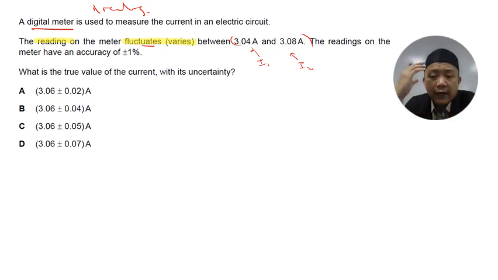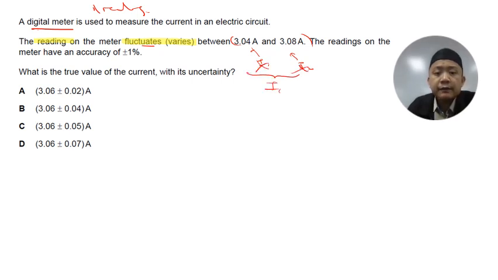So we have to understand first what the question is actually asking. So this is not I1 and I2, but instead both are basically I1, but the reading is not stable. So it just keeps on fluctuating. Now, given this current situation, we need to calculate its uncertainty, because we know that the average value is just 3.06, because all of the available choices are actually 3.06. So we just can't be bothered to find out 3.04 plus 3.08 and then divide by 2, you get 3.06.